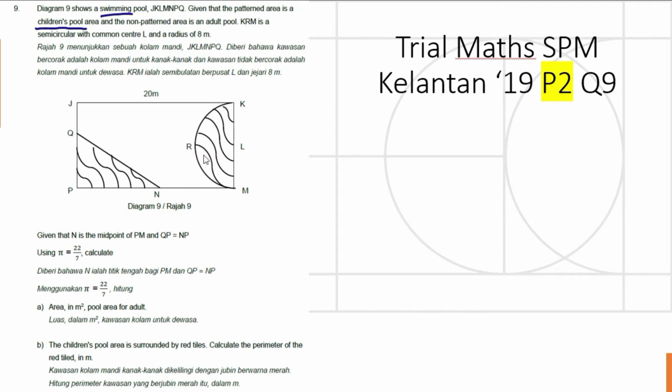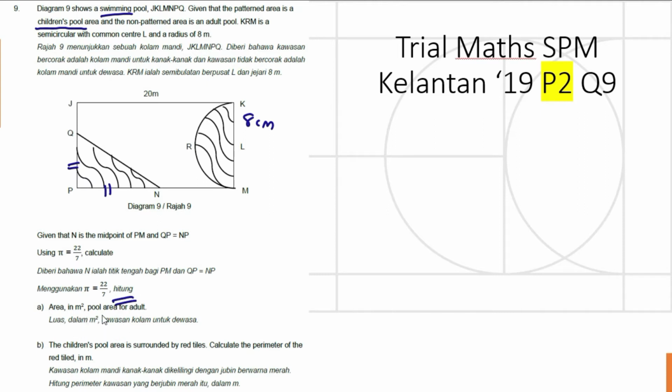KRM is a semicircle, common center L and a radius of 8 cm. Given that N is a midpoint, so where is N? N is a midpoint of PM, and QP is equal to NP.